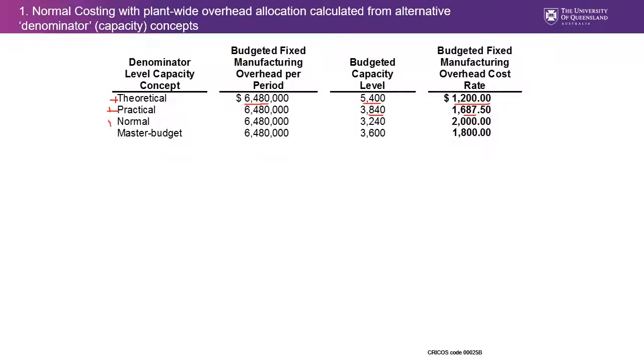Our normal capacity, that's based on demand, the long run average demand for our product is lower again, so we have a higher budgeted fixed manufacturing overhead cost rate. And our master budget capacity, remember that's also demand side, is slightly higher, so we have a lower budgeted fixed manufacturing overhead cost rate than we would have if we used normal capacity.